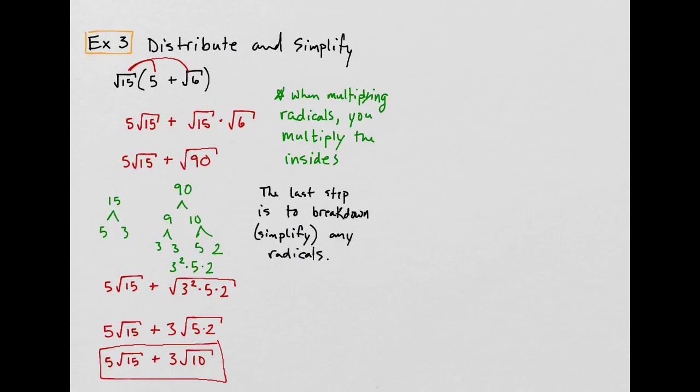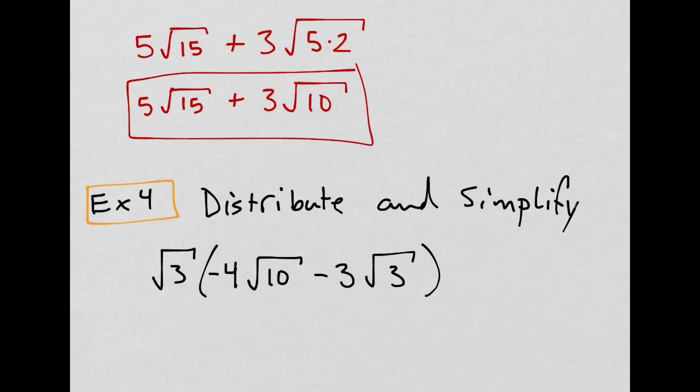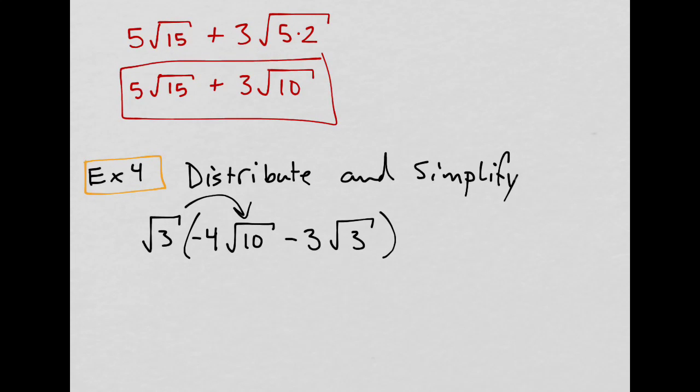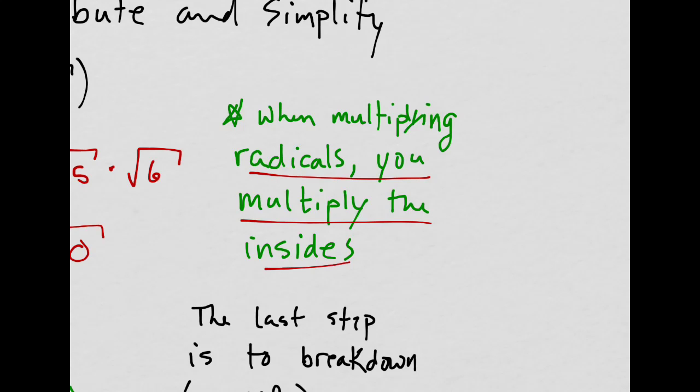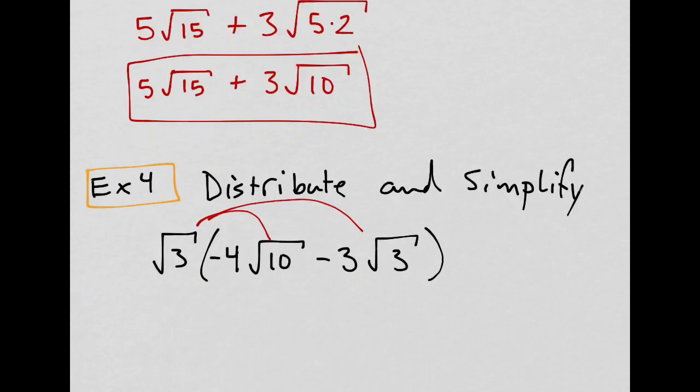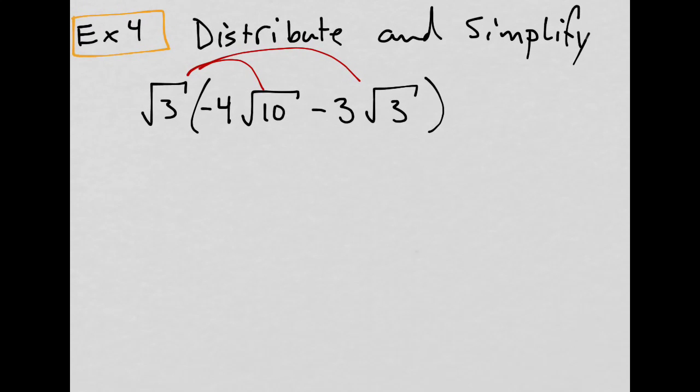So let's try another one. Example 4. All right, here we go. First thing I do is distribute. So that will go there and there. Whoops, I'm going to do it in red. So I'm multiplying. Remember, when you multiply radicals, you just multiply the insides. We're going to be multiplying the insides of the radical. So if we have, well, the square root of 3 times negative 4 times the square root of 10.